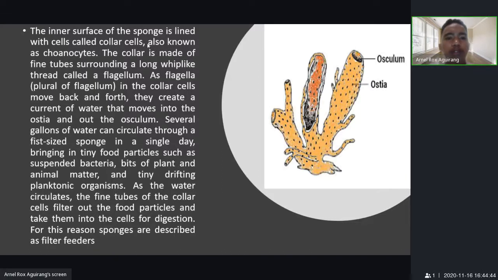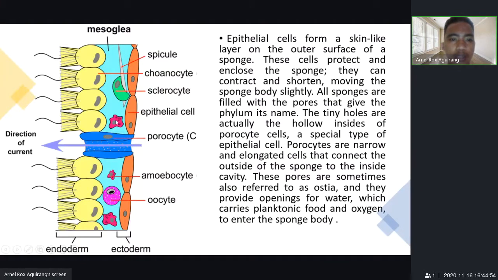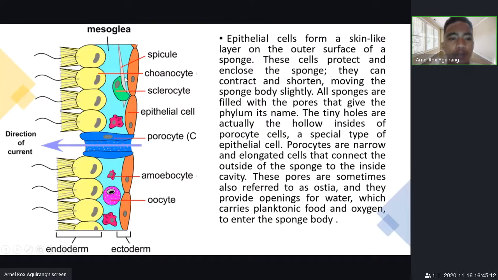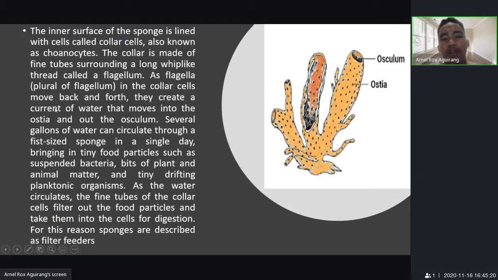The inner surface of a sponge is lined with cells called collar cells. You can see them here in pink. The collar is made of tubes surrounding a long whip-like thread called a flagellum. So these are the collar cells. This whip-like tail is the flagellum, or flagella in plural.